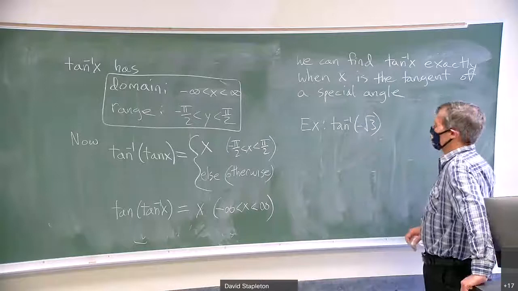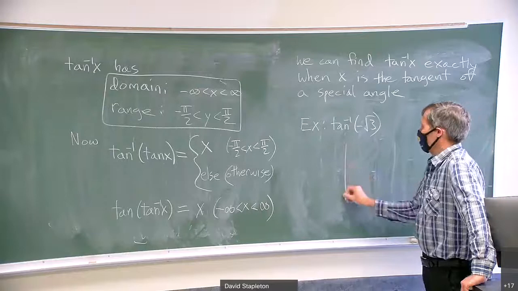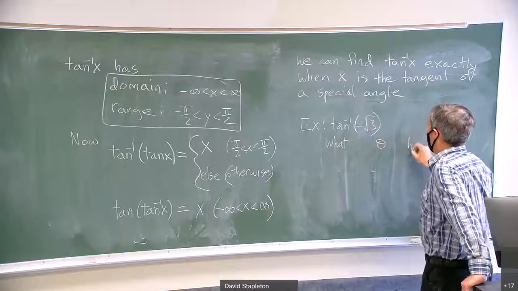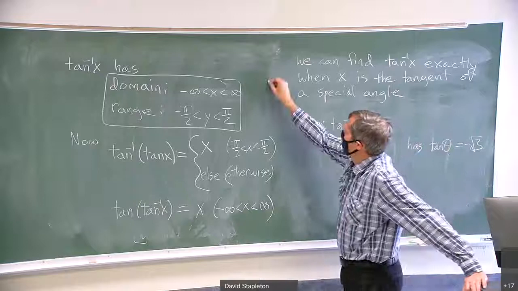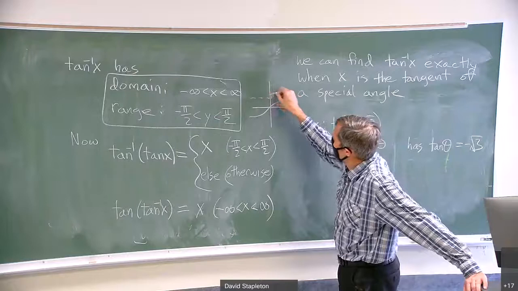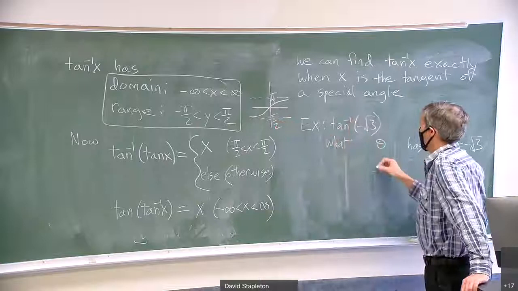How do you do this? Same thing again. You ask, what angle has this tangent? Except there's an infinite number of answers. If you leave the angle arbitrary, you want the one that's from the inverse tangent. From the picture of the inverse tangent, its range tells you that the answer you get is always between plus and minus pi over 2, right? So the arctangent is a unique angle between plus and minus pi over 2.